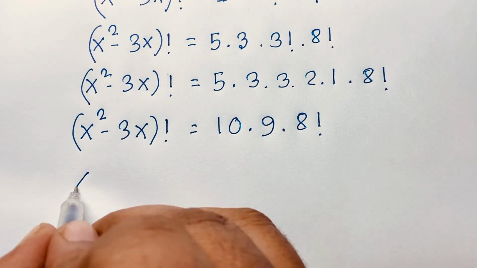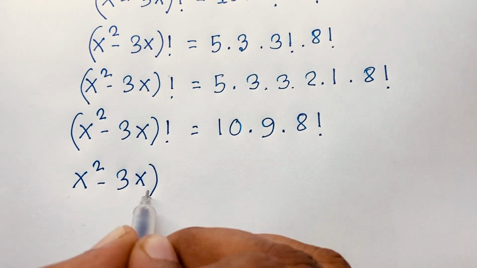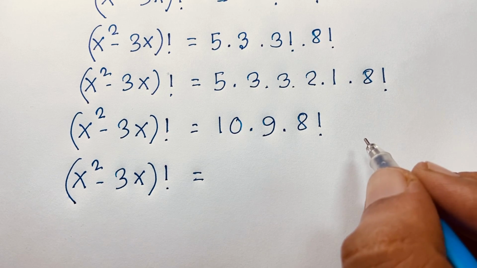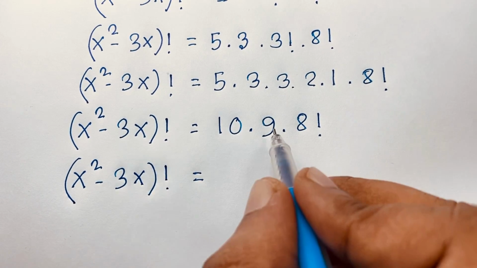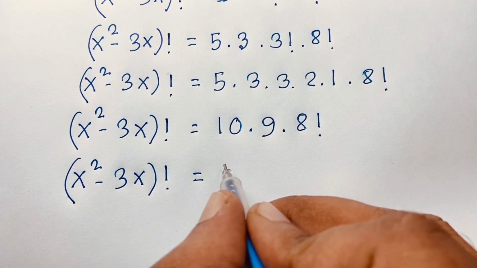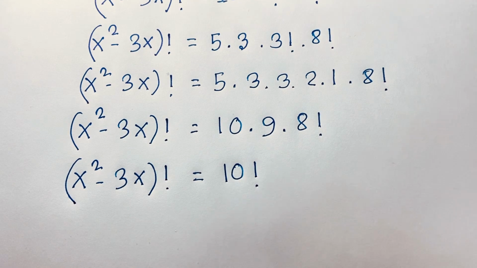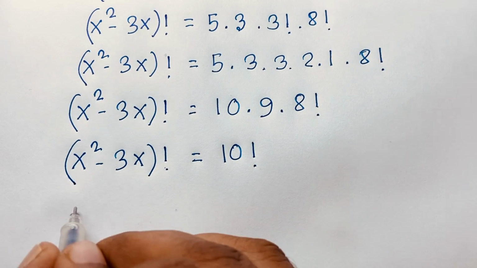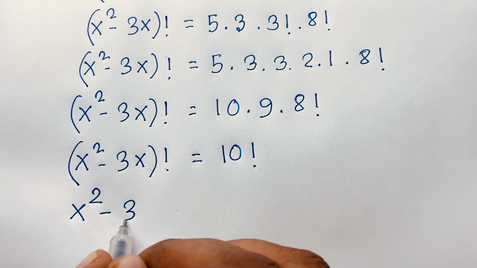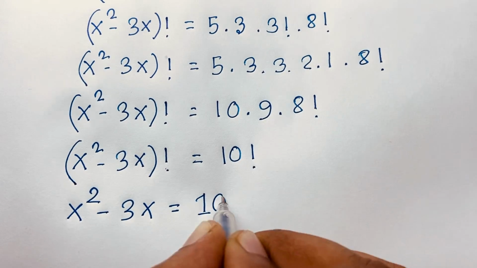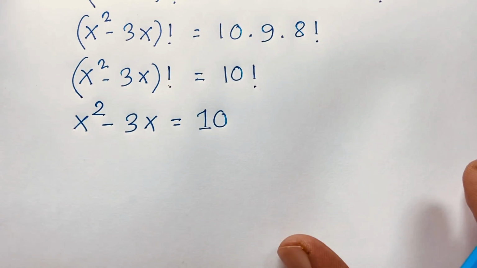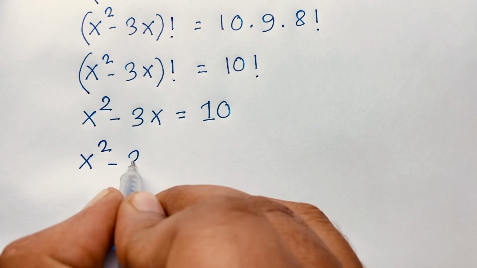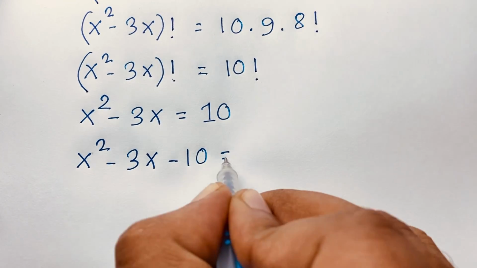Now (x² - 3x)! is equal to, you know that n! is n times (n - 1)!. So according to this law, 10 times 9 times 8! is 10!. Now here is a factorial and this is a factorial, so both sides have a factorial and I cancel them out. We'll find a nice quadratic equation, x² - 3x is equal to 10. Now if I move this 10 to this side, it will be x² - 3x - 10 is equal to 0.